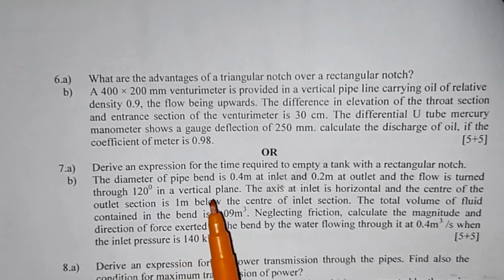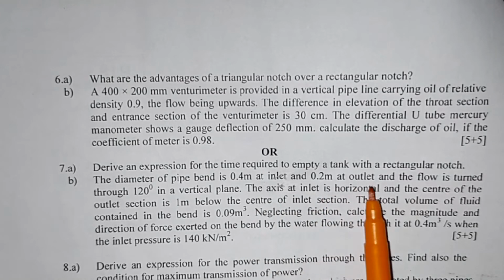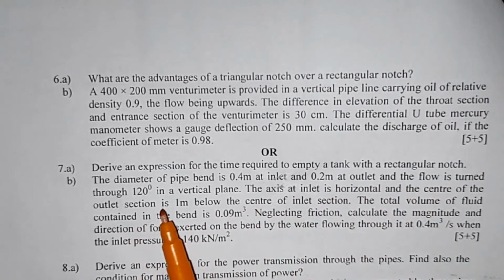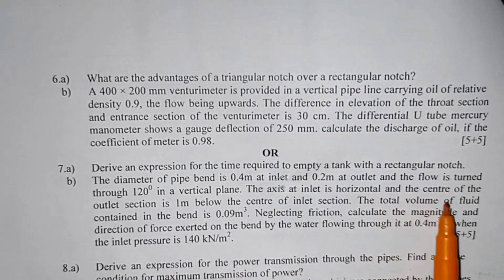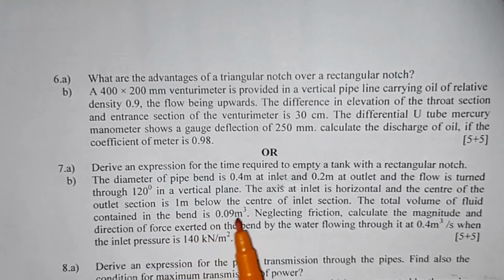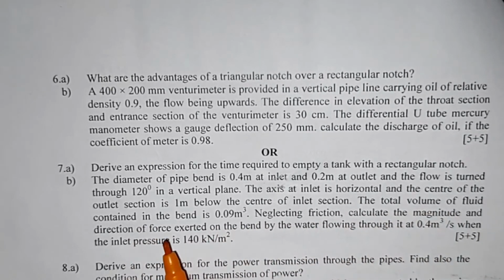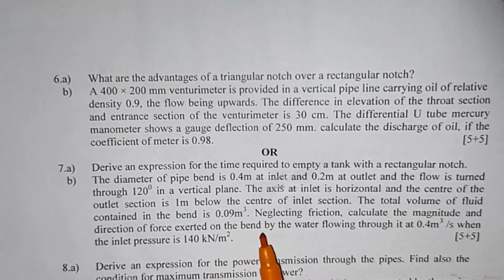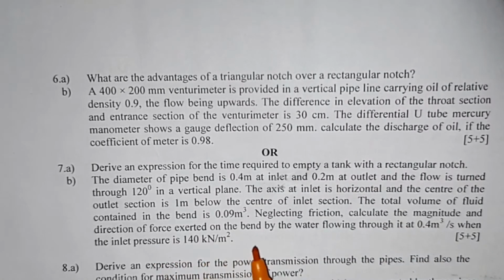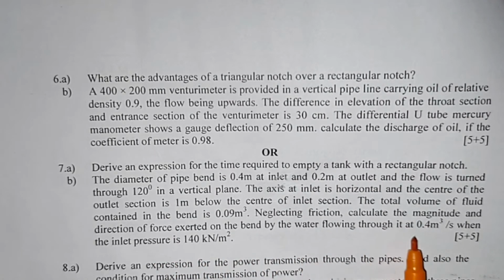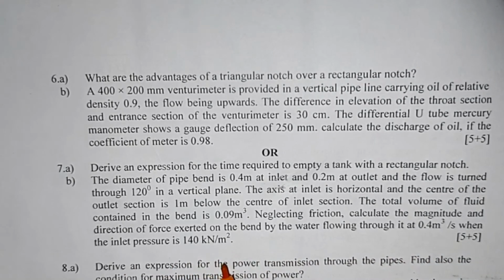The diameter of pipe bend is 0.4 meter at inlet and 0.2 meter at outlet, and the flow is turned through 120 degrees in a vertical plane. The axis at inlet is horizontal and the center of the outlet section is 1 meter below the center of inlet section. The total volume of fluid contained in the bend is 0.09 meter cube. Neglecting friction, calculate the magnitude and direction of force exerted on the bend by the water flowing through it at 0.4 meter cube per second when the inlet pressure is 140 kilonewton per meter square.